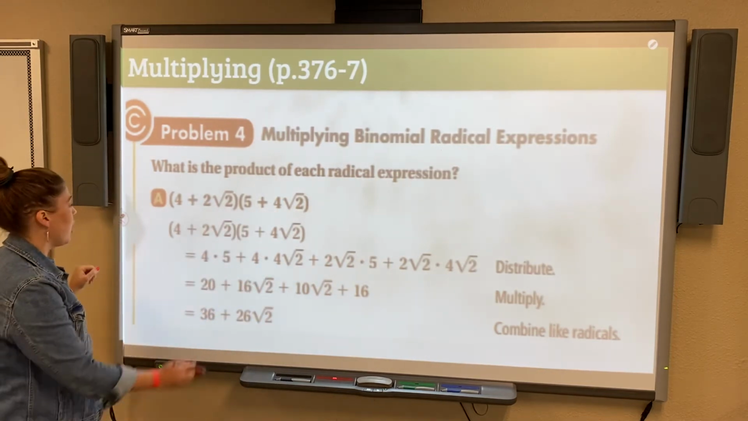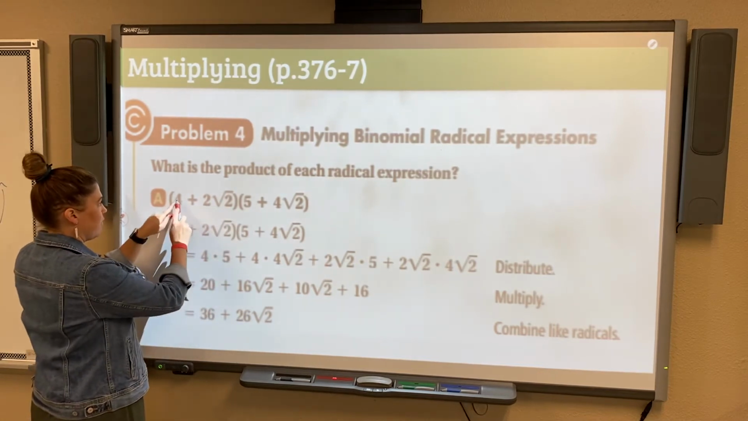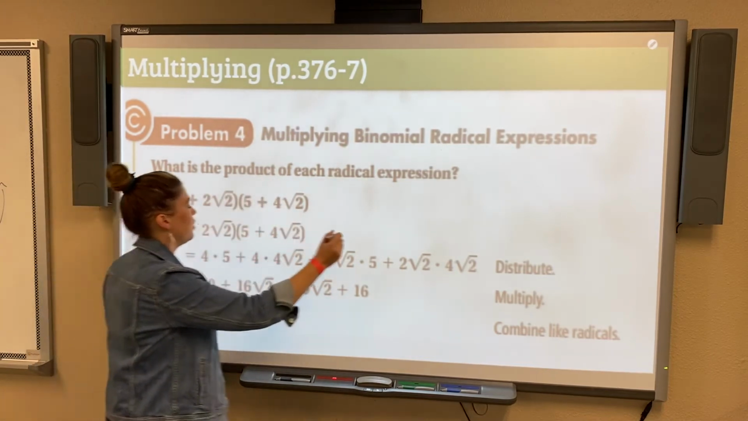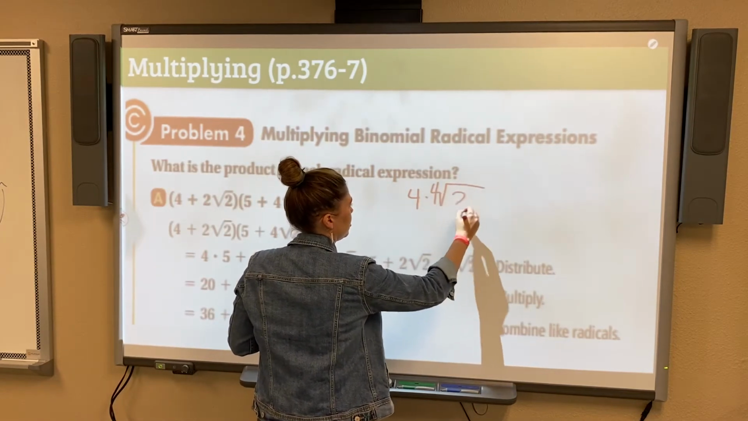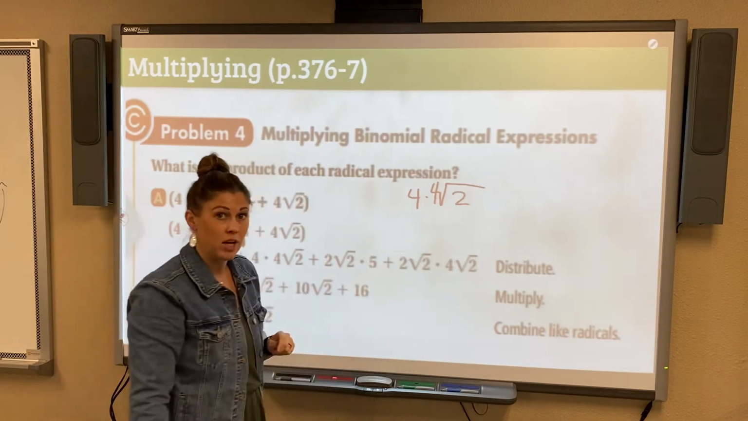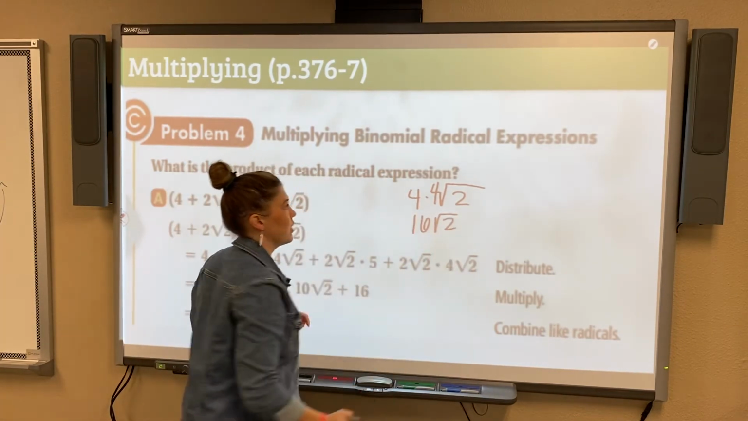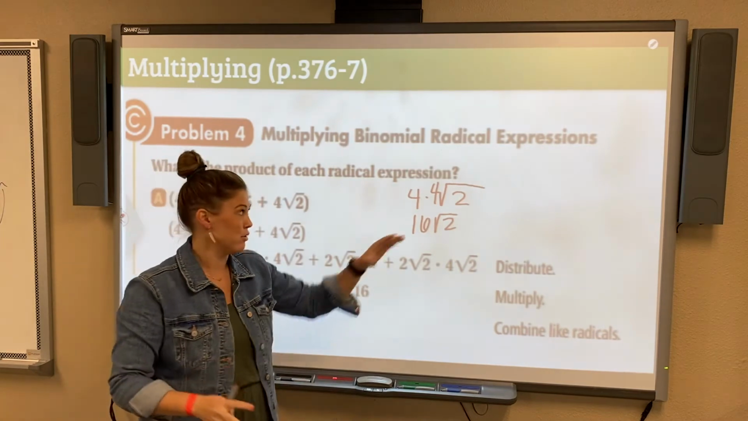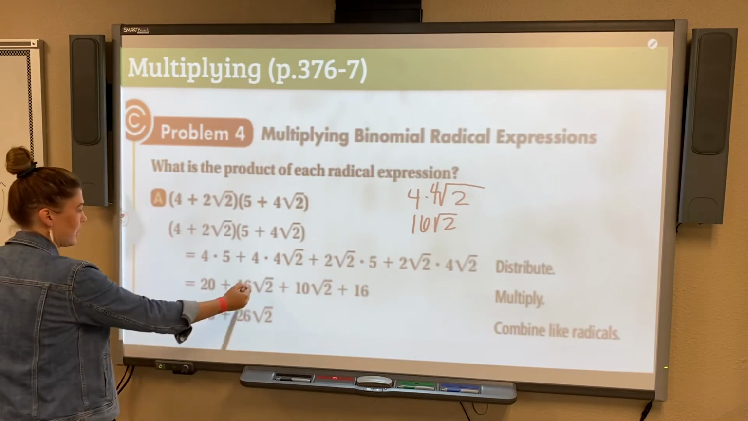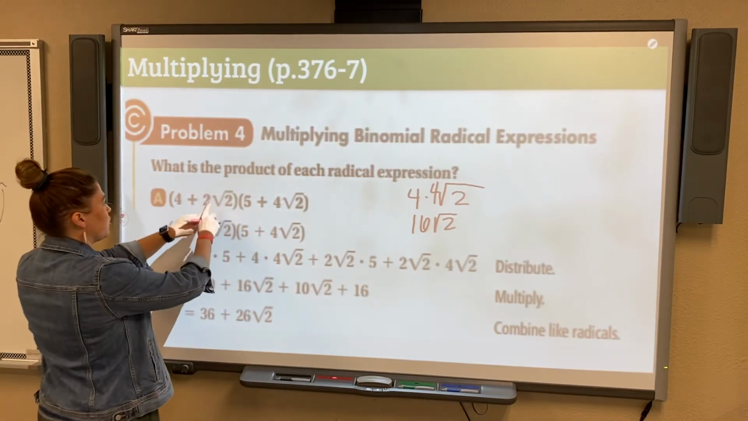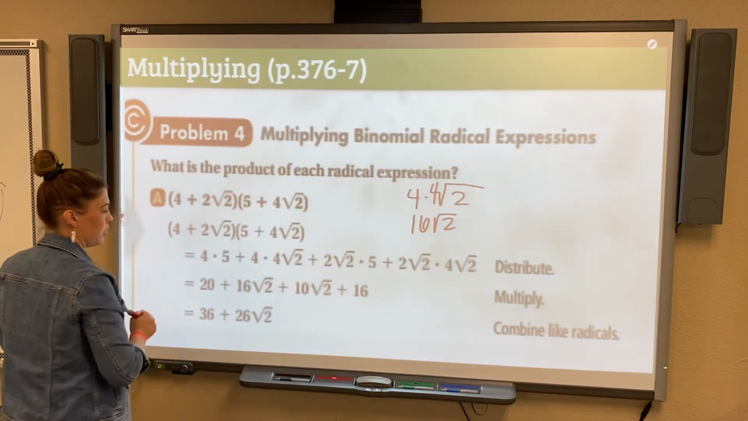Okay, so 4 times 5 is 20. 4 times 4 root 2, so 4 times 4 square roots of 2. We multiply our numbers out front, so 4 times 4 is 16, and then we keep our root 2. Kind of, again, think of that root 2 as like a variable. So this is 16 root 2, okay? 2 root 2 times 5, we multiply our 2 and our 5 to get 10 root 2, okay?